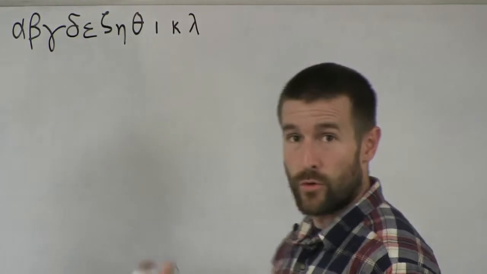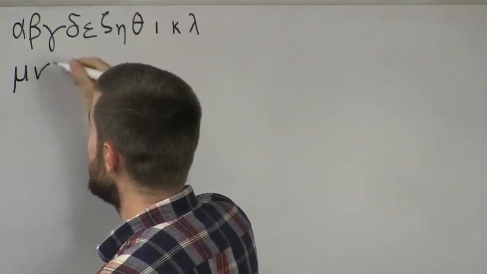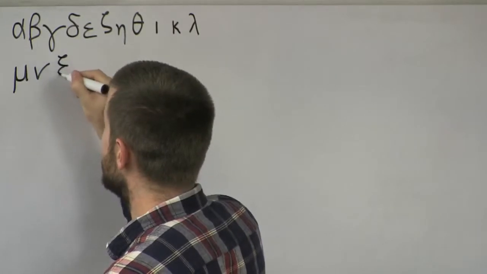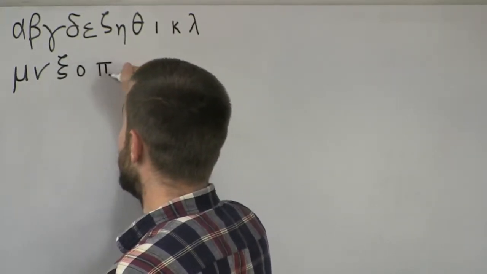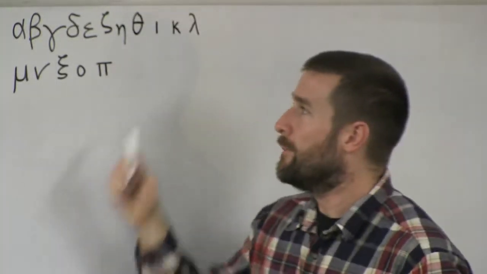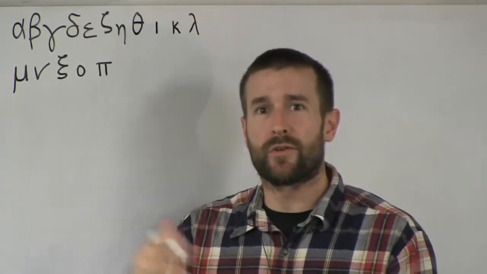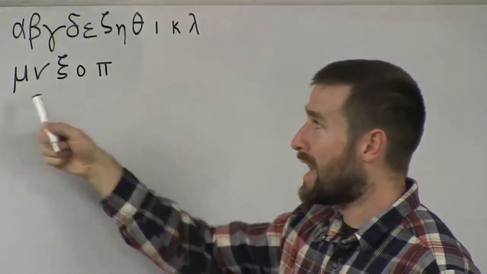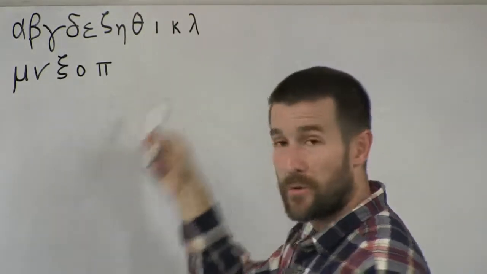And then the next group that I like to do is mi, ni, xi, omicron, P. And again, this makes a nice little rhyme when you do this. Mi, ni, xi, omicron, P. So you can use that rhyme to learn these 5 as a little group. Mi, ni, xi, omicron, P.